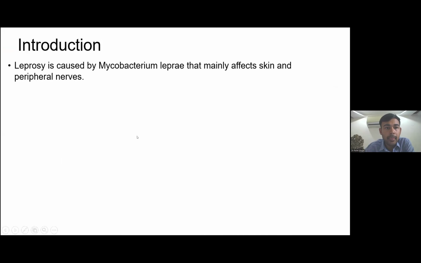Okay, so this is the introduction. Leprosy, as we all know, is caused by Mycobacterium leprae, which is a gram-negative bacillus. It mainly affects the skin as well as peripheral nerves.